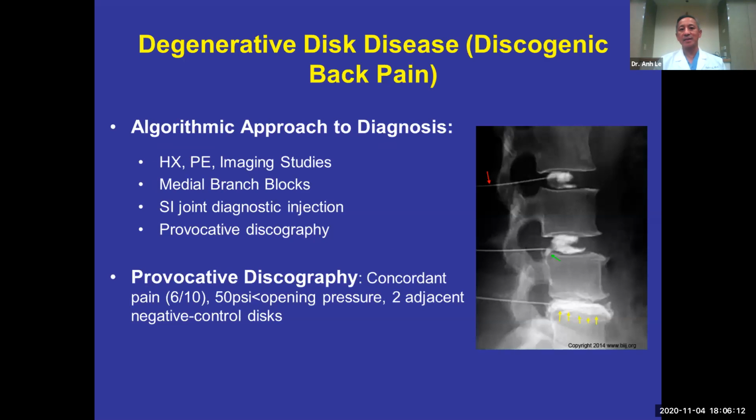Detecting a painful disc is very difficult. We use an algorithmic approach to this diagnosis. We use the history, physical examination, and imaging to confirm the cause of the back pain. Then we have to use what we call provocative testing. The provocative testing includes medial branch blocks, which is basically blocking the facet joints. If that takes away the pain, then it's the facet joint. We also do SI joint blocks, which inject anesthetic into the SI joint.